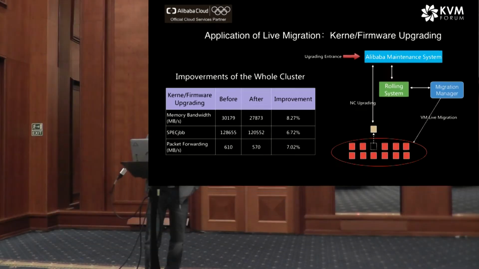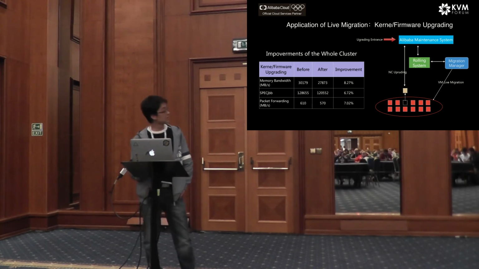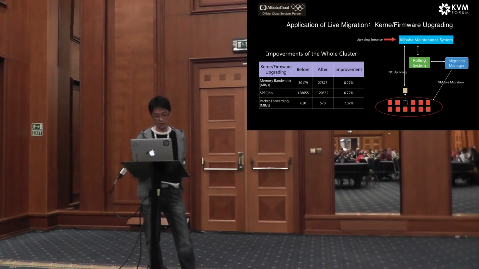In addition to hardware failure, kernel and software need to be upgraded too. Although we have enabled live patching and hot upgrade technology in our cloud, sometimes, like kernel and firmware, they still need the host to be rebooted to take effect. So we built a rolling system in our cloud, attached to our Alibaba maintenance system. With the rolling system, we gradually migrate VMs on the NC and trigger the maintenance system to upgrade the kernel and firmware in the cluster.